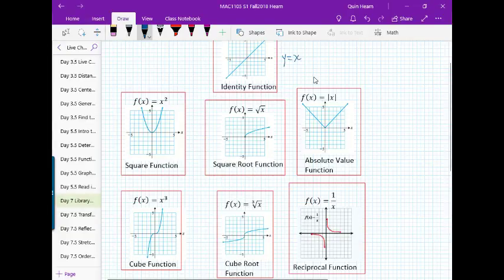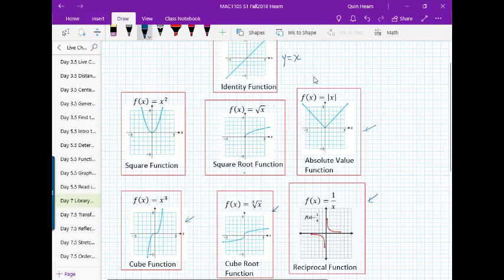Then there's the square function, f of x equals x squared. The square root function, f of x equals the square root of x. The absolute value function here, which is f of x equals the absolute value of x. The cube function, which is f of x equals x to the third power. The cube root function, f of x equals the cube root of x. And the reciprocal function, f of x equals 1 over x.